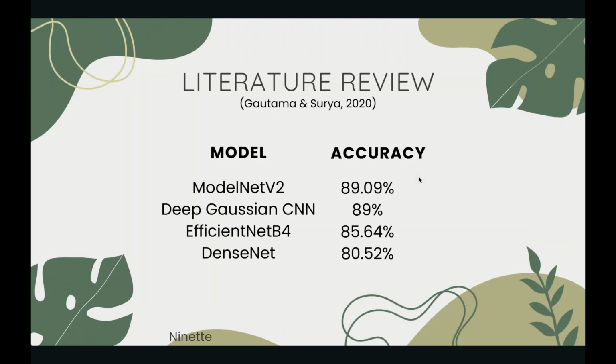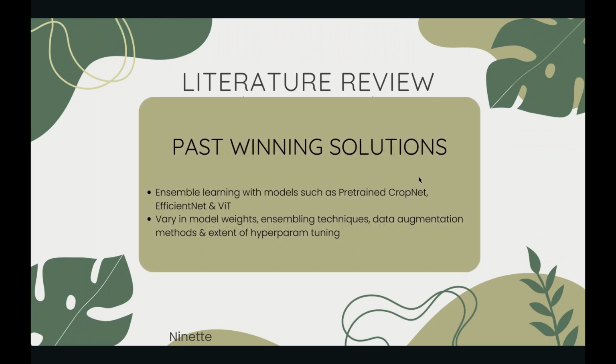From our research, we noted that the more high-performing CNNs were as follows. By looking through the past winning solutions, we also realized a common pattern in our model architecture: the use of ensemble learning with pre-trained CropNet, EfficientNet, and ViT being the more popular choices. Nearly all submissions stem from this architecture, varying generally in model weights, ensembling techniques, data augmentation methods, and extent of hyperparameter fine-tuning. This finally brings us to a proposed solution. Utilizing machine learning techniques like ensemble learning and weighted self-voting, we use CropNet, then Snake 169, and EfficientNet B4 as core architectures to tackle the classification problem.